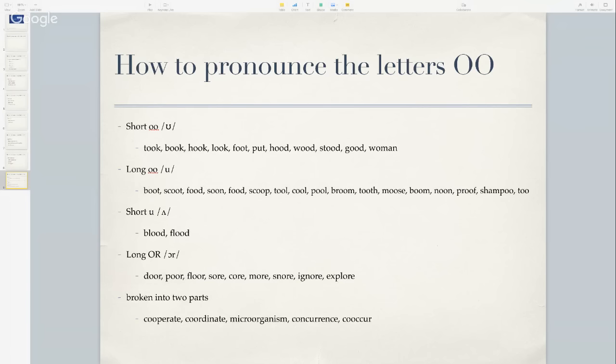Okay, let's keep going. Stood, good, woman. So I'm going to say all of those words a little bit quicker this time. Took, book, hook, look, foot, put, hood, would, stood, good, woman.